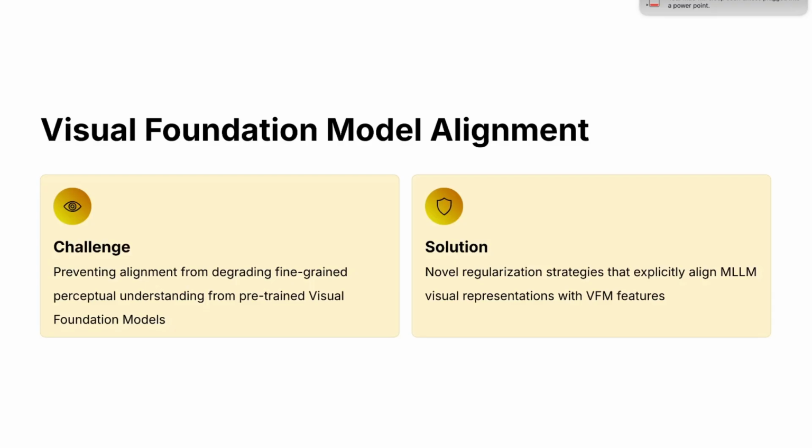So a promising solution is regularization strategies. These are techniques designed to explicitly align the internal visual representation of the multimodal LLM with the features learned by the VFM. So in simpler terms, we are making sure that the multimodal LLM continues to see the world with the same clarity and precision as the original visual model, even after alignment. This kind of alignment helps maintain visual fidelity while still enabling the model to integrate and reason across different modalities.